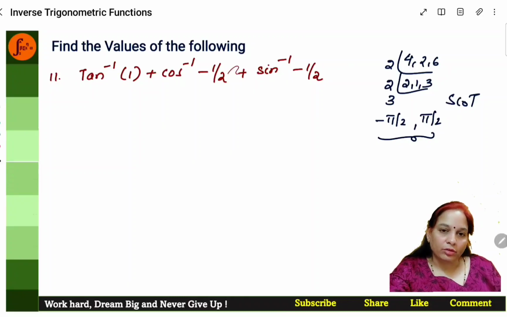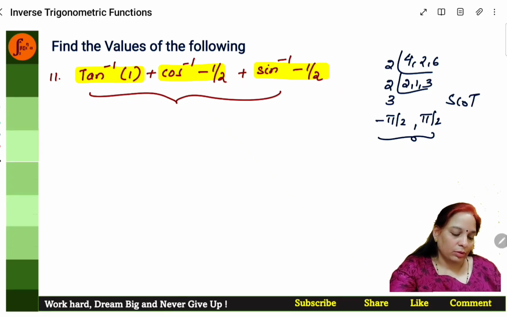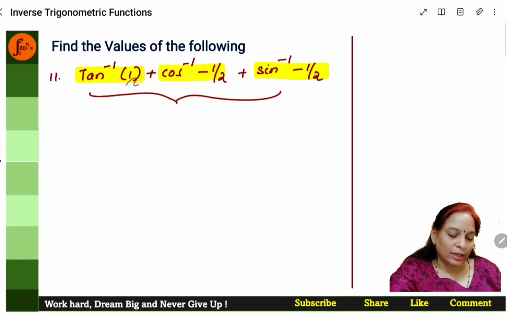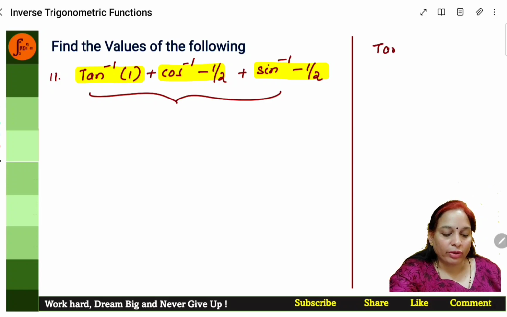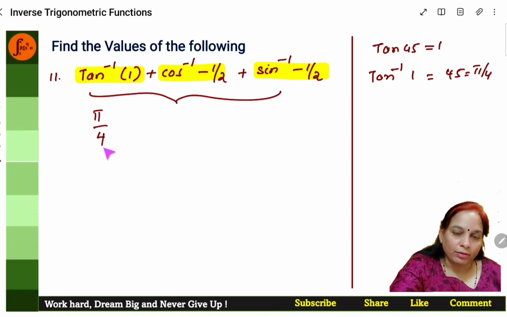So let's go to the second set of problems where we have to find the values of this expression. Individually we have to find the values of each of these trigonometric functions and then solve the entire expression. So we'll take them one by one. Tan inverse of 1. So tan 45 is 1. Therefore, tan inverse of 1 is going to be 45 degrees or pi by 4. So we can directly write pi by 4.